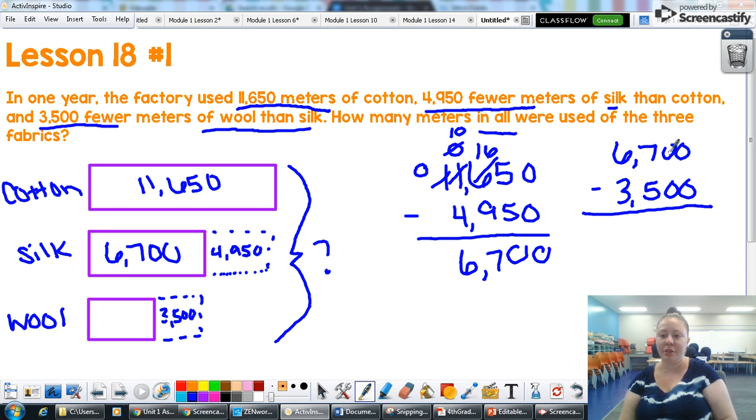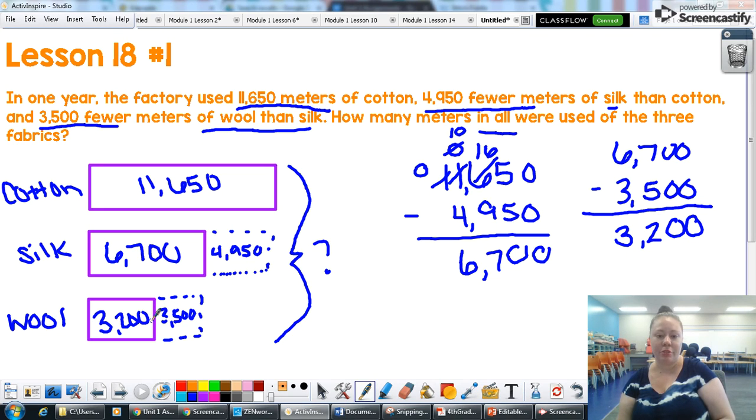0 is enough to subtract 0. Yes, 7 can subtract 5. 6 can subtract 3. So we are good there. We don't have to do any regrouping. So I just have 0, 0, 7 minus 5 is 2, and 6 minus 3 is 3. So that tells me that they used 3,200 meters of wool.